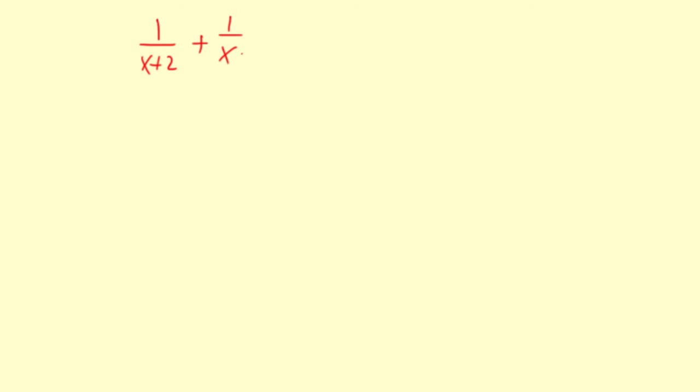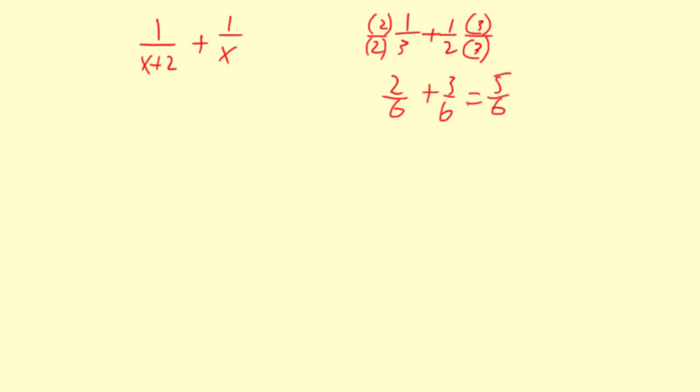Well, it's the same idea as adding regular fractions. You need a common denominator. So if you were going to add 1/3 plus 1/2, for example, you would need to find a common denominator of 6. So what you would do is multiply the first fraction by 2 over 2, and the second fraction by 3 over 3. And then what that does is it gives you 2/6 plus 3/6 equals 5/6. See, once you have a common denominator, you can add. So that's our goal here.